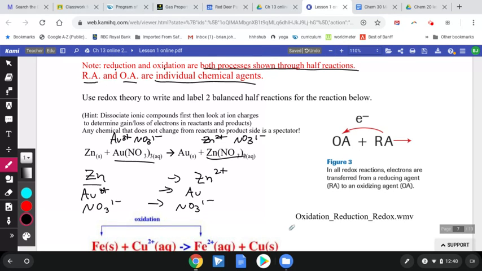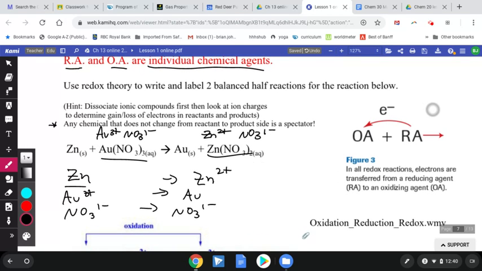All right, so now we have to figure out who's gaining, who's losing. And as it says here, any chemical that does not change from the reactant to the product side is a spectator. So which of these 3 reactions contains the spectator? There it is. So we can ignore the NO3 minus. It's actually not part of this reaction. It's just a spectator ion floating around.